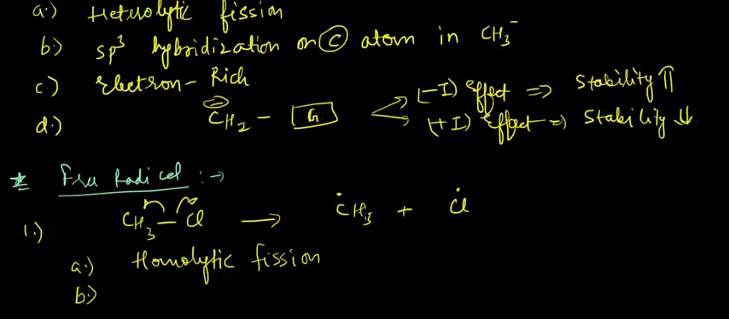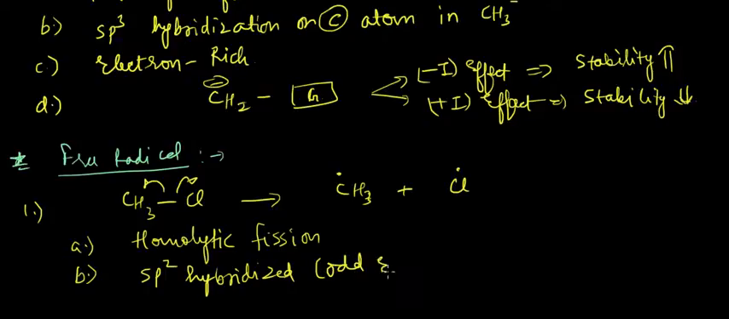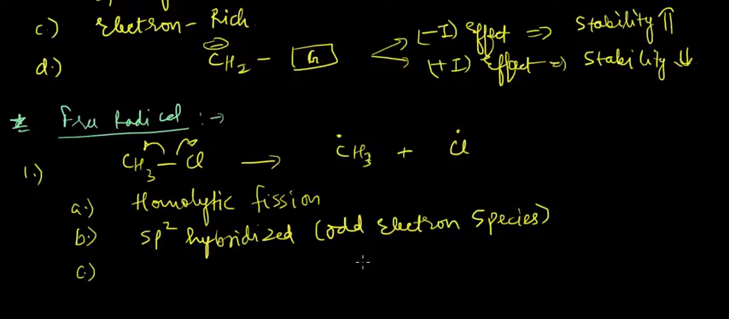B, the free radical on C makes itself an odd electron species, so actually this is an sp2 hybridized, odd electron species. Okay, C is odd electron only, so I'm not rewriting it. So the free radical is electron deficient.